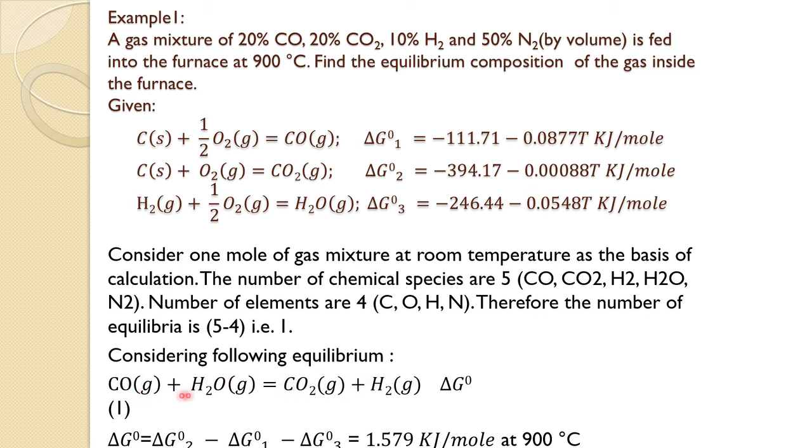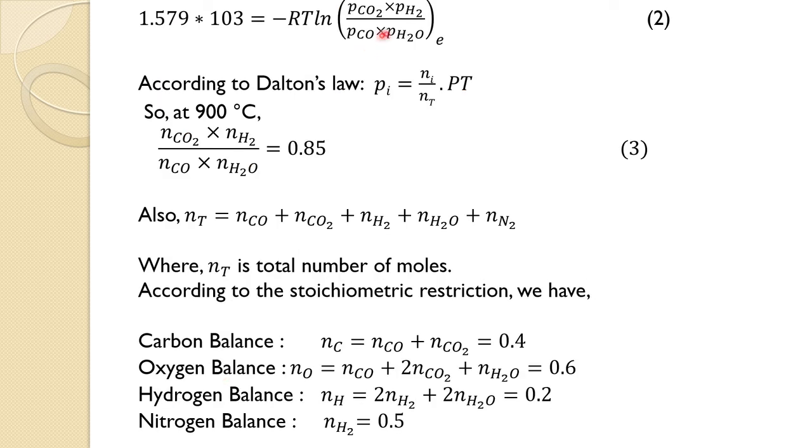The equilibrium constant for this reaction is PCO2 PH2 by PCO and PH2O, all in the gaseous phase, as we discussed before in equilibrium, and this can be converted in terms of number of moles. So, that gives you the value when you bring this down. Substituting the universal gas constant and temperature, it gives you 0.85.